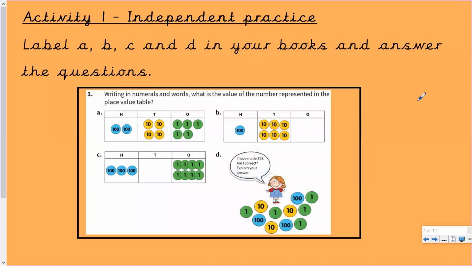This is your first independent activity. Label these A, B, C, and D in your book or on your piece of paper and answer the questions. These you need to do by yourself, so we won't go through the answers together. So pause the video and have a go at completing these, and then when you're ready, you can move on with the video.